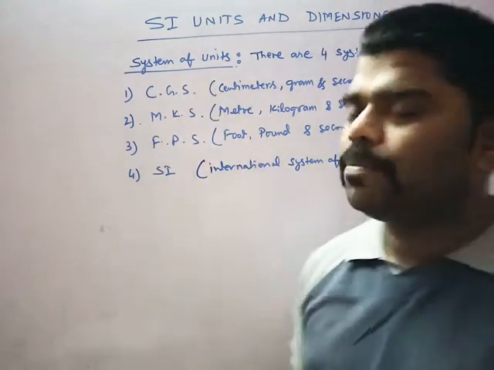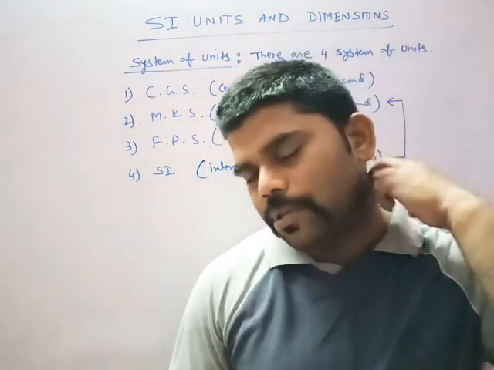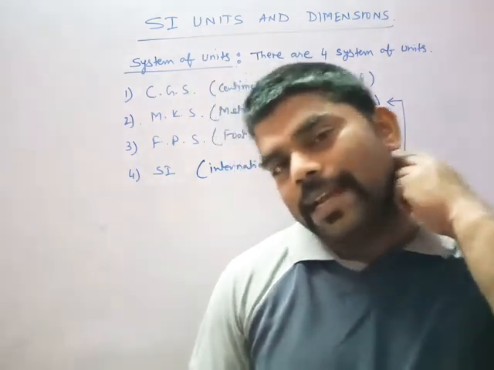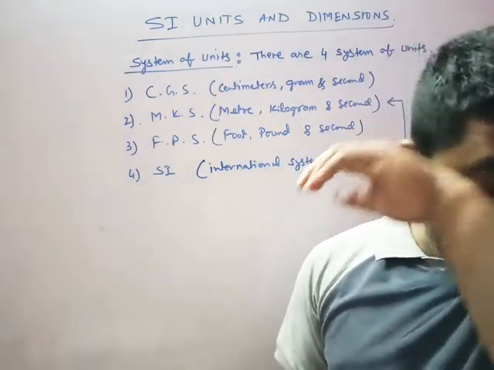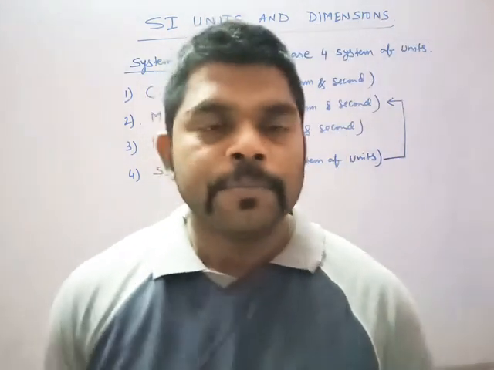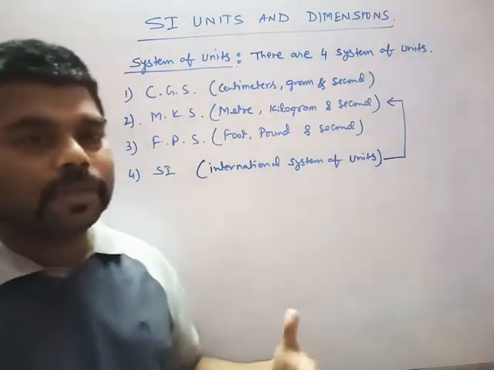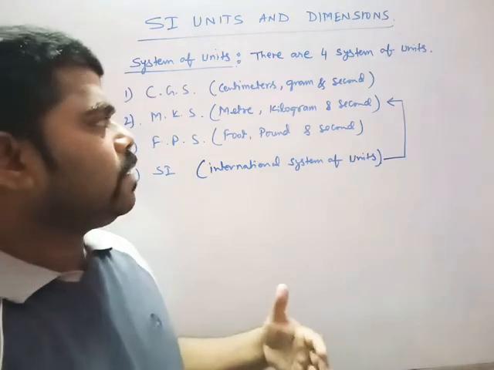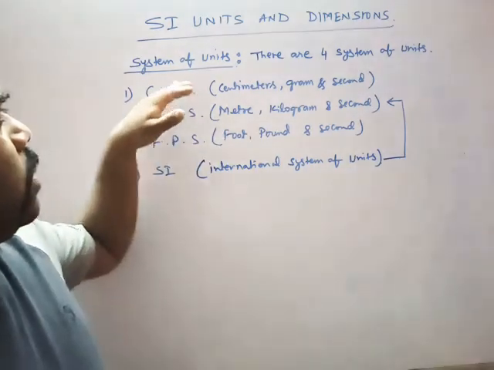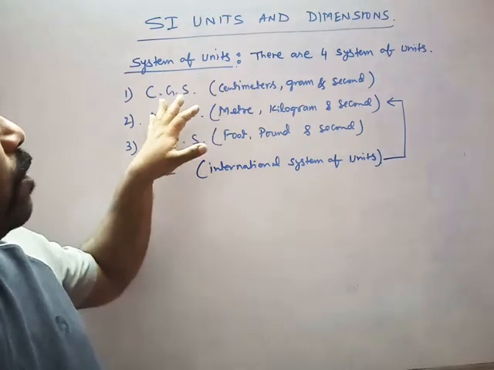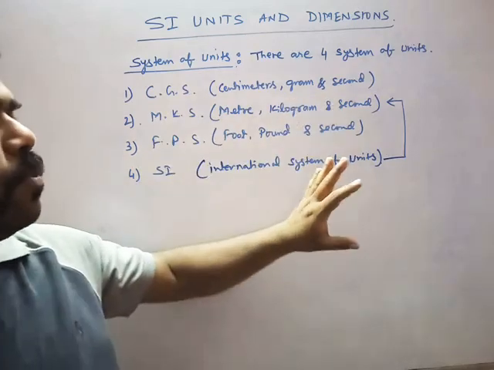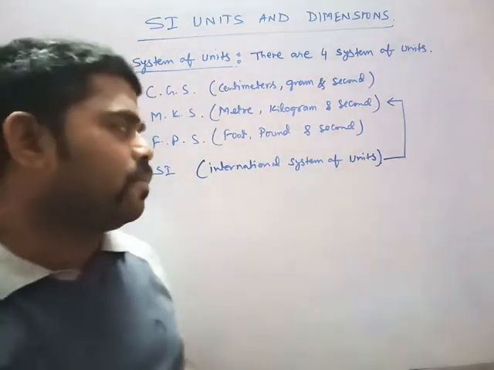CGS and FPS are also there, but students rarely write in FPS and CGS. CGS we write, is it right? Okay, so these are the systems of units which we are going to discuss, is it right? And now this system of units which I have already written, suppose a question is given.